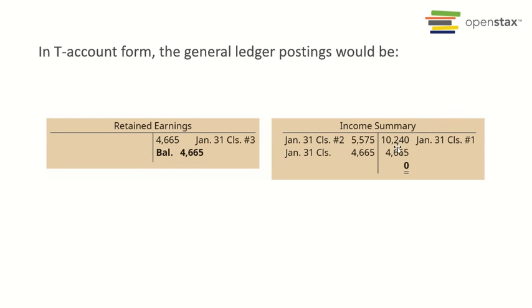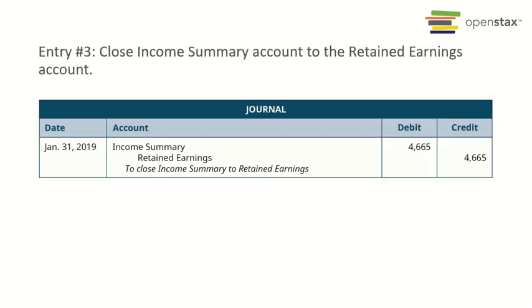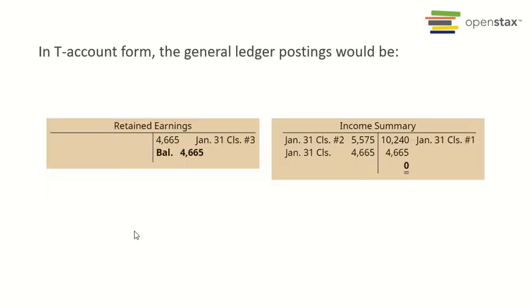we had these two entries to close revenue and expense. And we have a debit to the income summary account, right? Debit income summary 4665. Now our income summary has an account balance of 0. Income summary becomes 0, because we debited income summary to close it to 0, we needed to credit retained earnings for the same amount. Now our retained earnings has a credit balance of 4665.